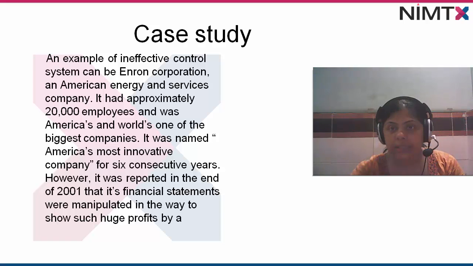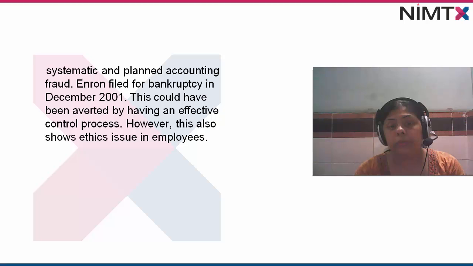This is a case study, people. An example of an ineffective control system can be Enron. You must have heard about Enron, an American energy and services company that had approximately 20,000 employees and was one of America's and the world's biggest companies. It was named America's most innovative company for 6 consecutive years. However, it was reported at the end of 2001 that its financial statements were manipulated to show such huge profits by a systematic and planned accounting fraud.